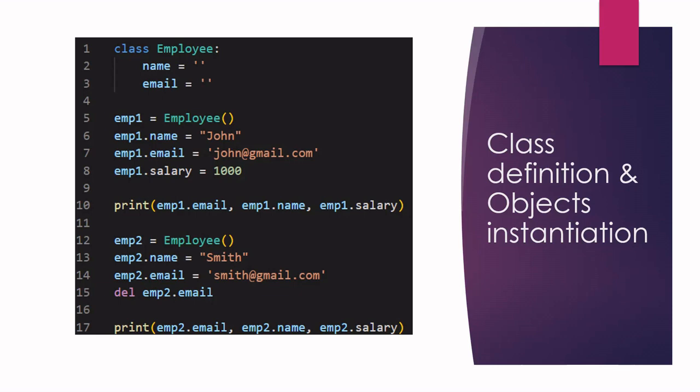Now we have two objects, right? So two copies of the same class. There will be a copy of the variable name and a copy of the variable email under emp2, different from the copies of name and email of the emp1 object, right?